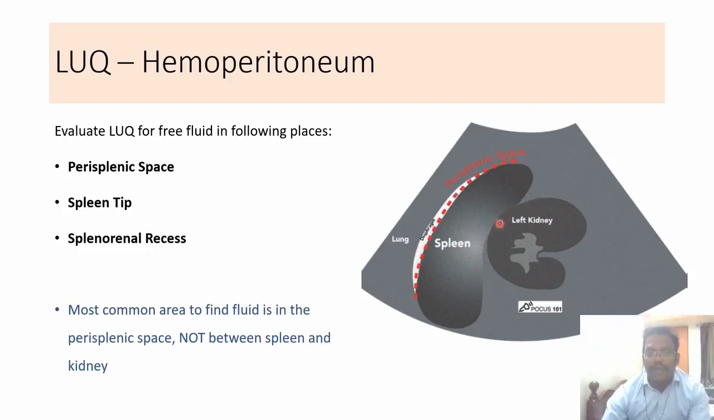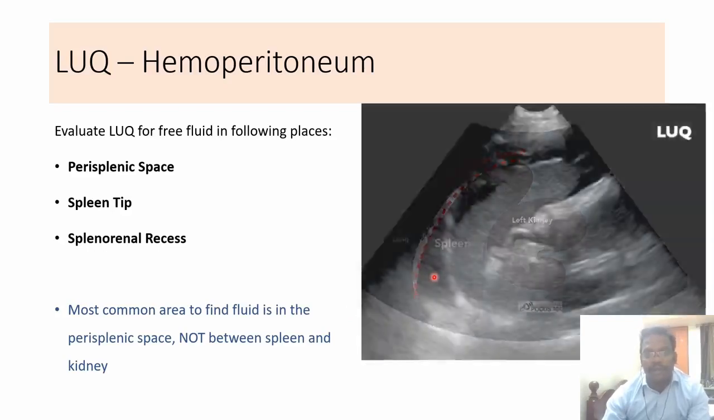I already told you in the left upper quadrant view, the fluid collection is most commonly seen in the perisplenic space, because there is the presence of the splenorenal ligament here, and this will restrict the ability of fluid to get trapped here. So the most common area to find free fluid in the left upper quadrant will be the perisplenic space. So now we will be seeing the examples.